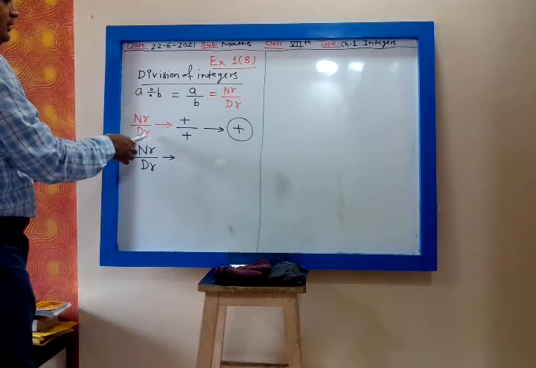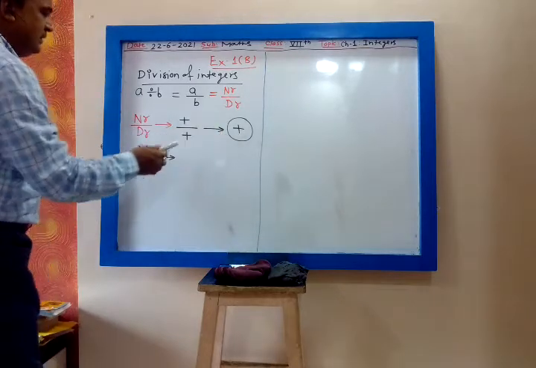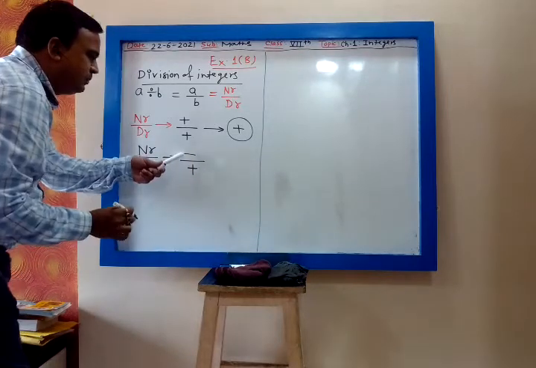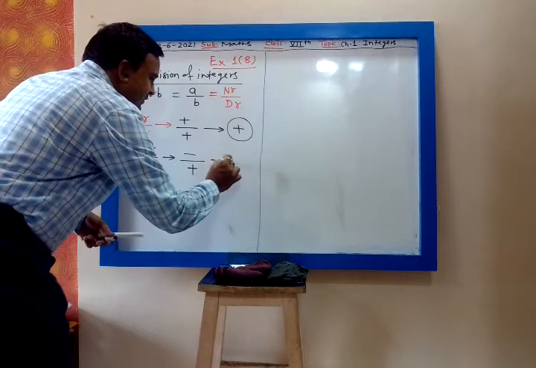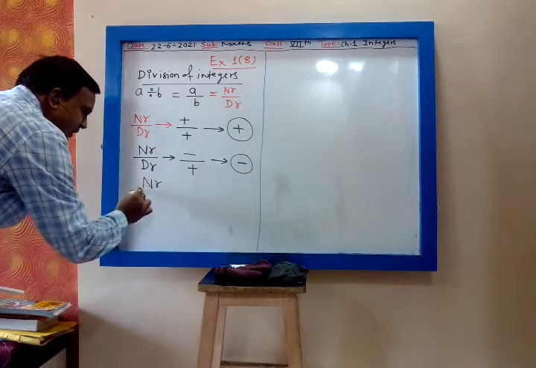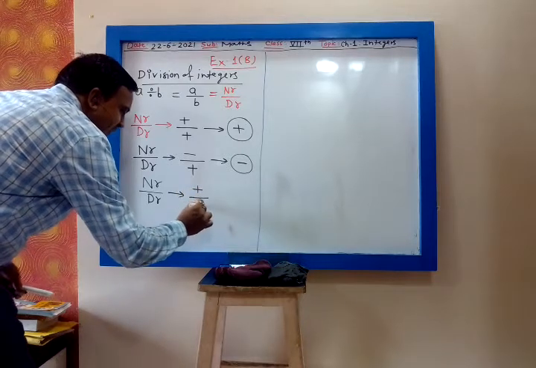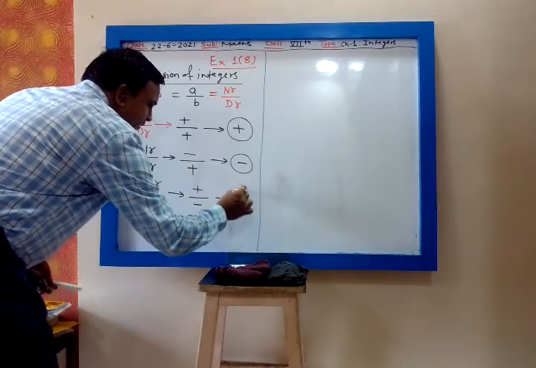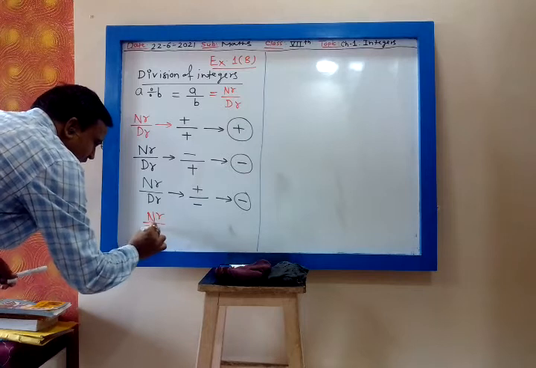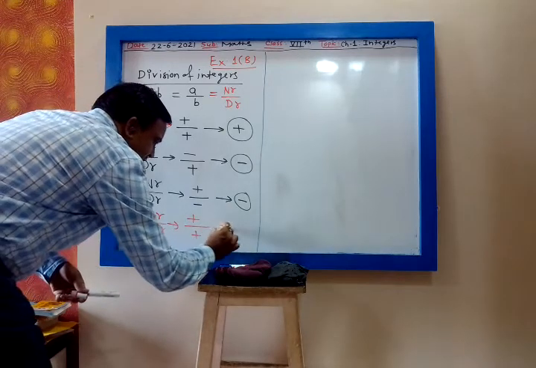Numerator upon denominator. Whenever numerator has plus sign and denominator plus, plus divided by plus will be plus. Then if numerator is minus and denominator is plus, minus upon plus will be minus. Now numerator is plus and denominator is minus, so finally it will be minus. And last, numerator upon denominator.